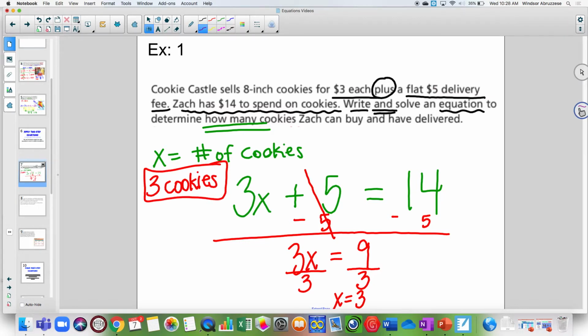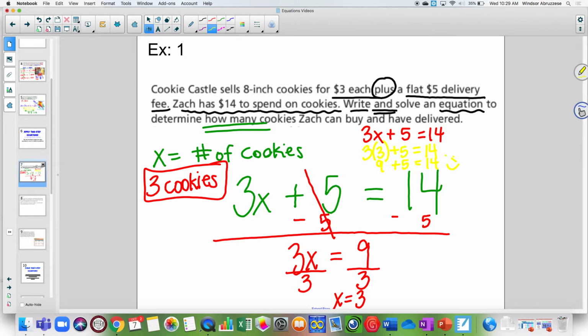Can he get a negative number of cookies? No. You can't have negative cookies. And let's just double check. I'm going to take my original equation and make sure that I have 3 correctly. So 3 times, I'm just substituting my answer into that original equation. 3 times 3 is 9. And what is 9 plus 5? 14. So we did it correct.